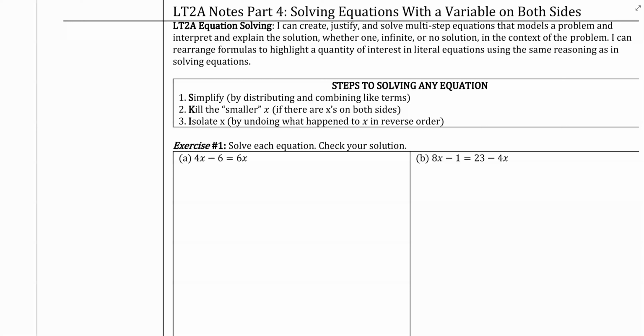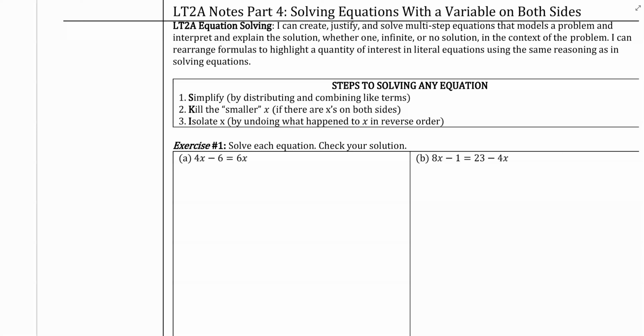So exercise 1, solve the equation 1a, 4x minus 6 equals 6x. So for this problem, first step, there's no parentheses and there are no like terms on the same side. Note that there are multiple x terms, but they're on different sides of the equation. So step 2 is to kill off the smaller x.